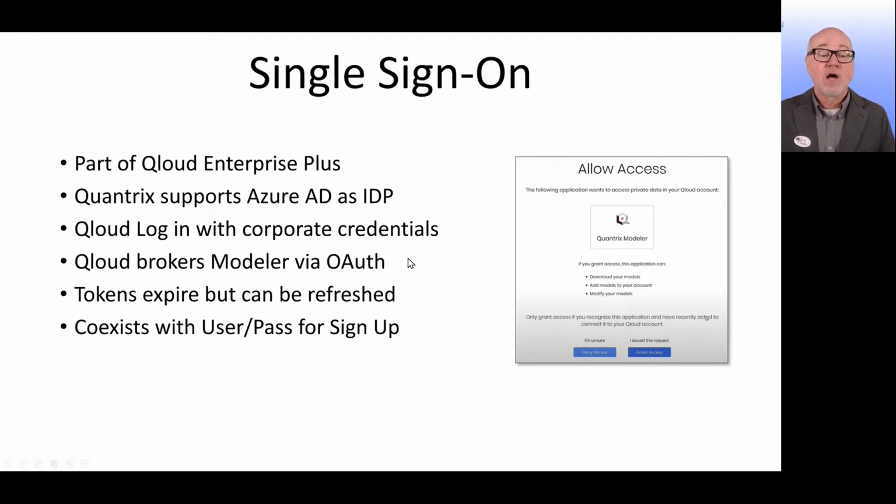So as I said here, you log in with your corporate credentials. And then, in addition to logging directly into Cloud in your browser using the single sign-on, the cloud infrastructure that you connect to will broker the connection between Modeler and your single sign-on infrastructure using OAuth. So you don't really need to worry about the technical underpinnings of that, but basically you'll get the same kind of workflow when you log into Modeler as you see when you log in directly to Cloud through your browser.